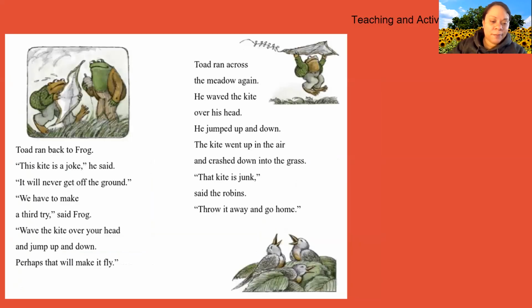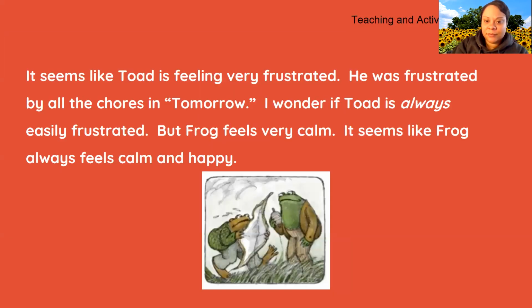Toad ran back to Frog. This kite is a joke, he said. It will never get off the ground. We have to make a third try, said Frog. Wave the kite over your head and jump up and down. Perhaps that will make it fly. Toad ran across the meadow again. He waved the kite over his head. He jumped up and down. The kite went up in the air and crashed down into the grass. That kite is junk, said the robins. Throw it away and go home.